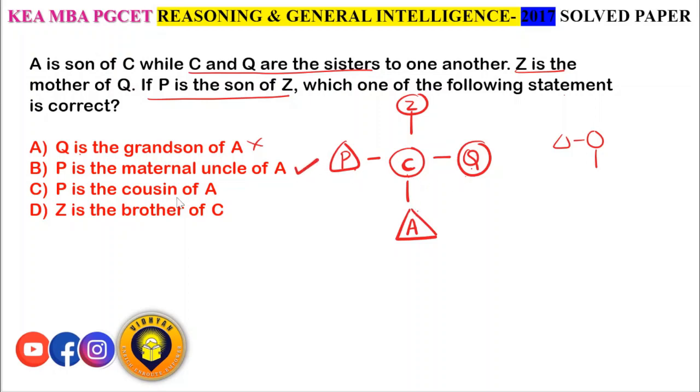It is true. P is the cousin of A? No, P is not the cousin of A. You understood P is the maternal uncle of A. Z is the brother of C? No, Z is the mother of C. So finally, your option B is the right answer.